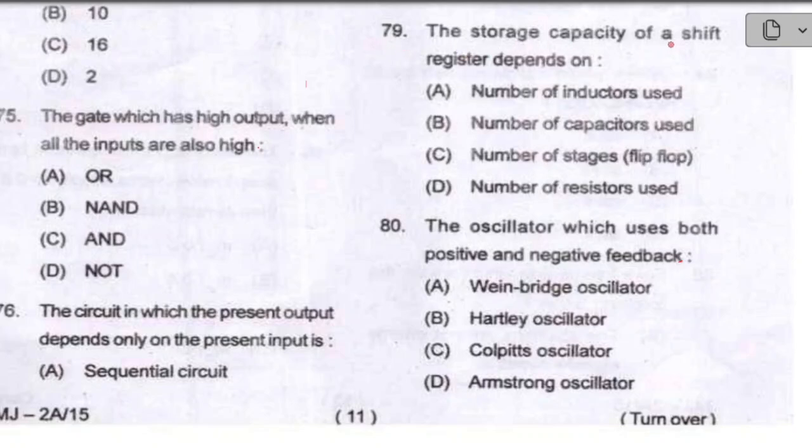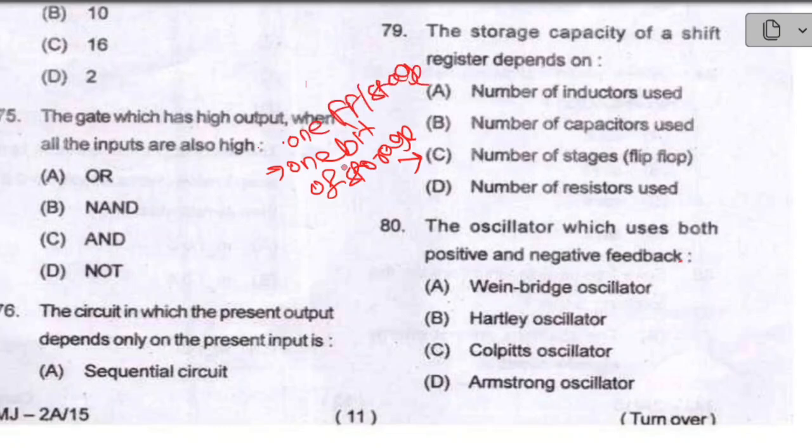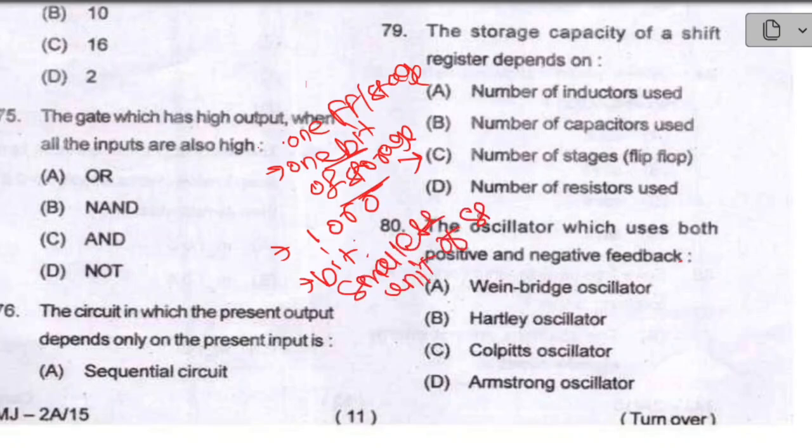79. The storage capacity of a shift register depends on the number of stages or number of flip-flops present. Basically, the number of stages or flip-flops represents one bit of storage capacity. That means one flip-flop or one stage represents one bit of storage capacity. One bit means 1 or 0. A bit is the smallest unit of storage capacity.